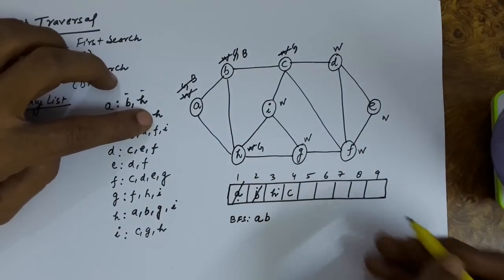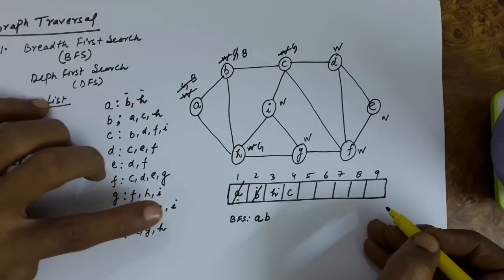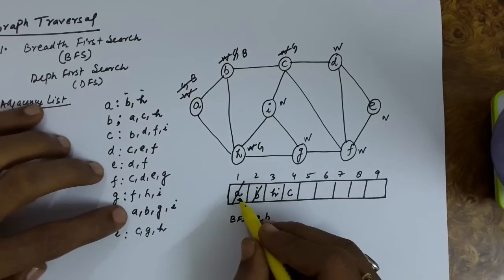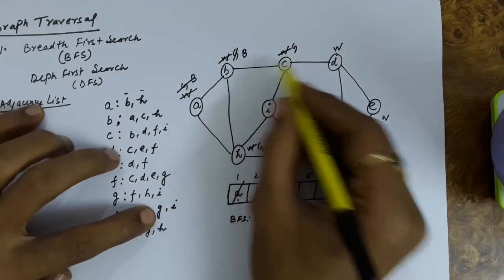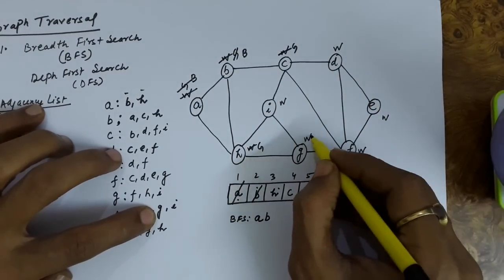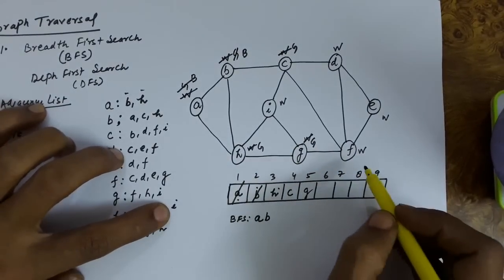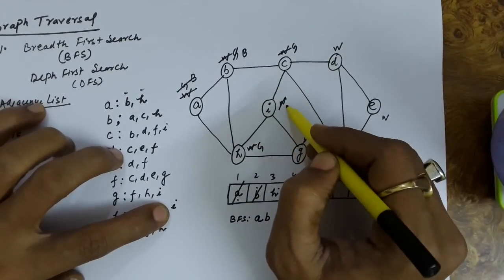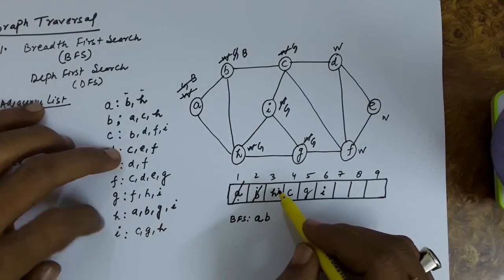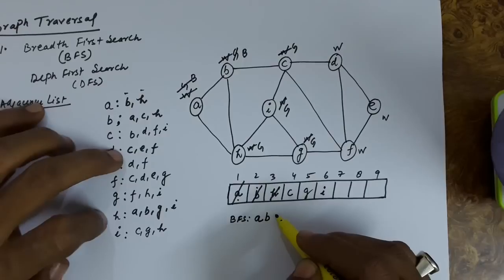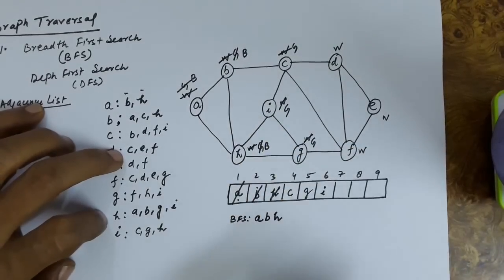Next vertex in the queue is H. So let us see all the connections from H. These are A, B, G and I. A's color is black, B's color is black, G's color is white, so I can add this in the queue. Let's make its color gray. We have seen all the connections from H, so delete H, add it in the BFS sequence and make its color as black.